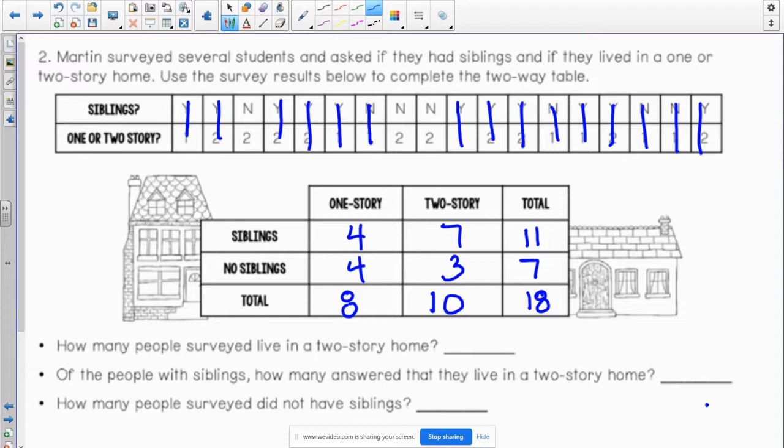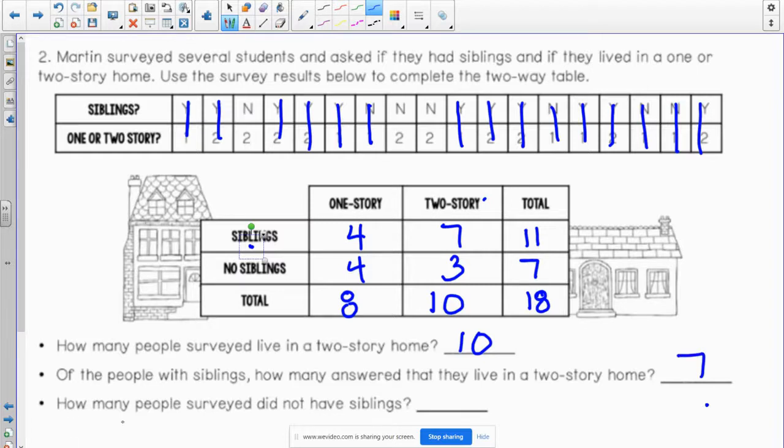So the questions, a couple of them here. How many people surveyed lived in a 2-story home? So that's a total. So 2-story home, which is in the row in this case. So 10 of them. 7 of them had siblings. 3 of them do not. Of the people with siblings, so on this sibling here, how many answered they live in a 2-story? So that's a two data. So sibling and 2-story would be 7.